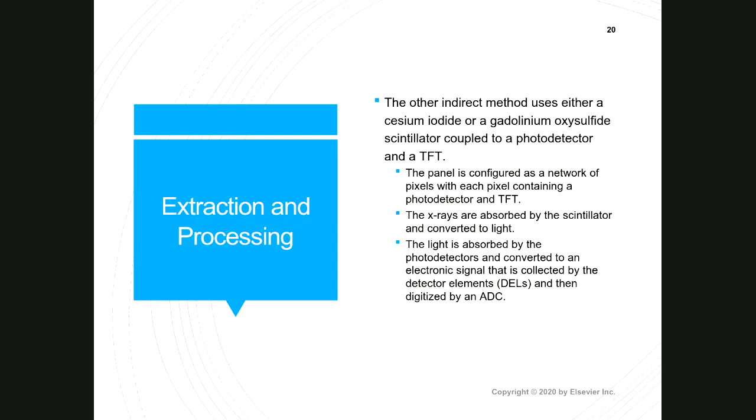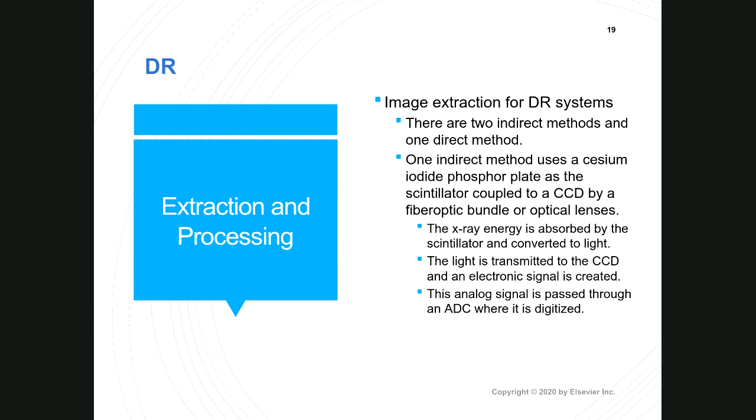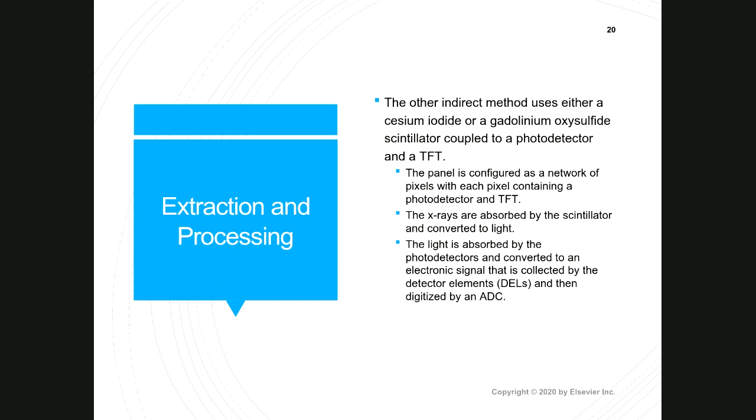So we said that one method used, oh my goodness, I'm getting confused. One method used cesium iodide as a scintillator coupled to a charge coupled device, or the CCD, by the bundle or the lenses, right? And then it went through the analog to digital converter. Whereas the other method used cesium iodide or gadolinium oxysulfide coupled to a photodetector and that thin film transistor.